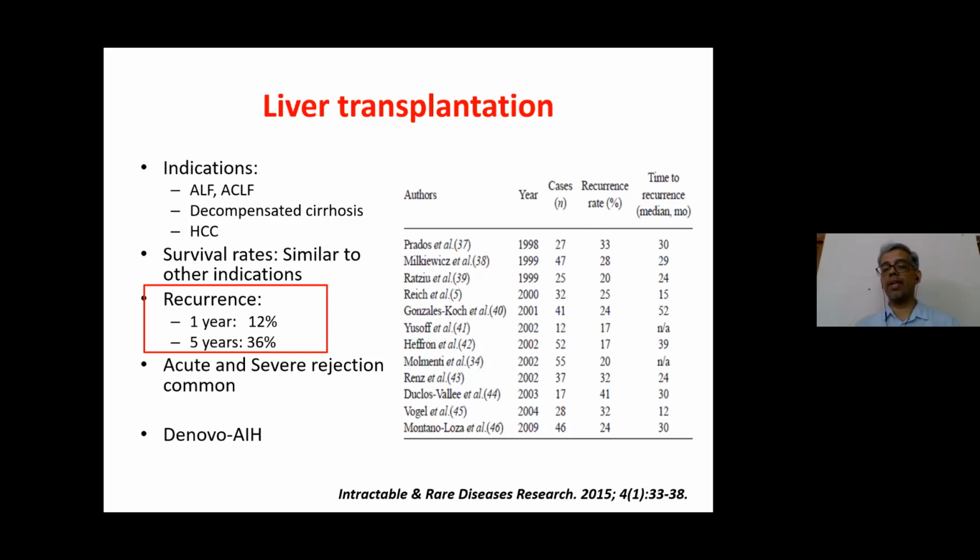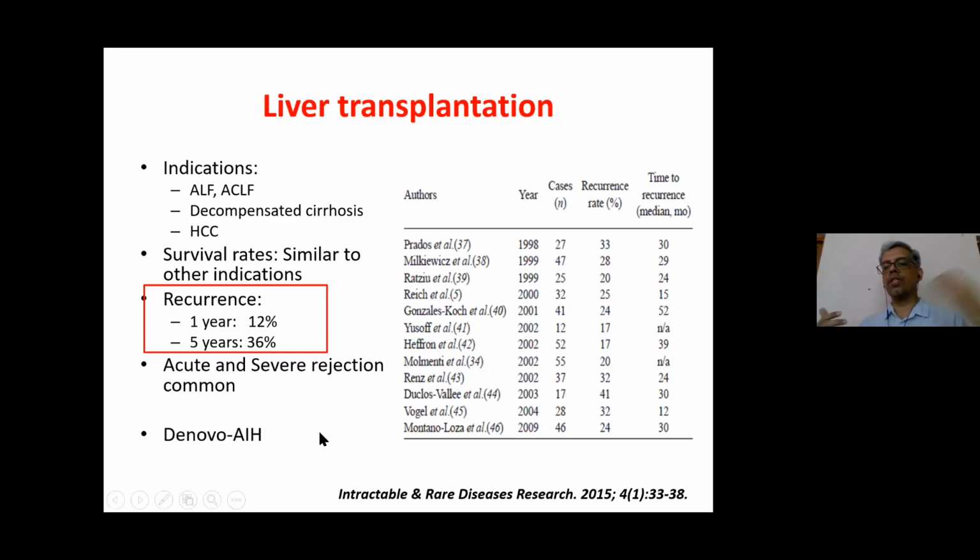But important to remember is that autoimmune hepatitis can recur. The 1-year recurrence rate would be around 12% and the 5-year almost 36%. Also, these patients in the post-transplant period may have acute and severe rejections, which you need to keep in mind. Also, there is an interesting entity which is de novo autoimmune hepatitis.